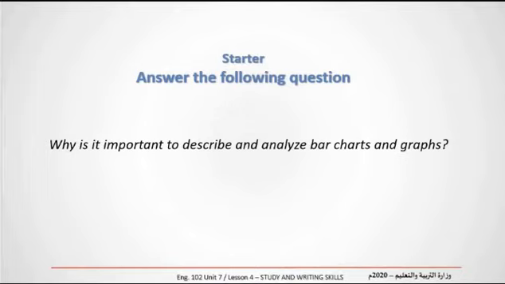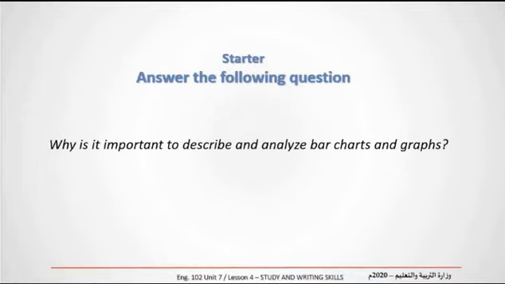Yeah, okay, Turkey. But the thing is, Turkey, you are not really answering my question. Why are we analyzing and describing bar charts? What is the significance behind this? Why are we doing it? That's the question. All right.